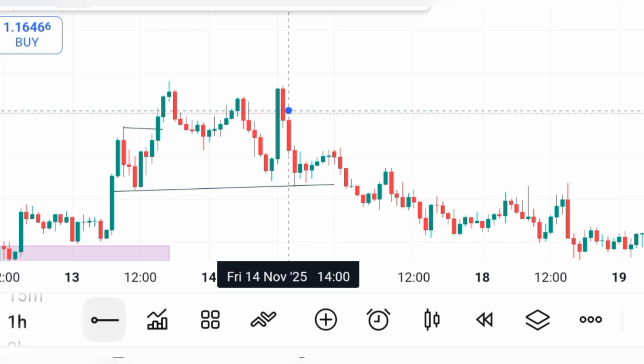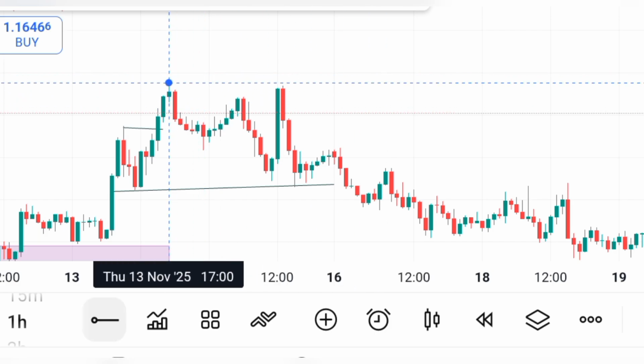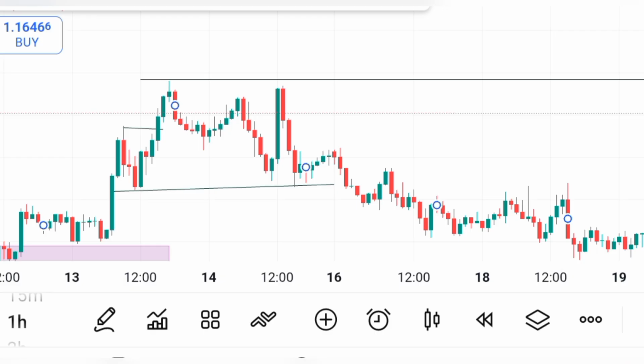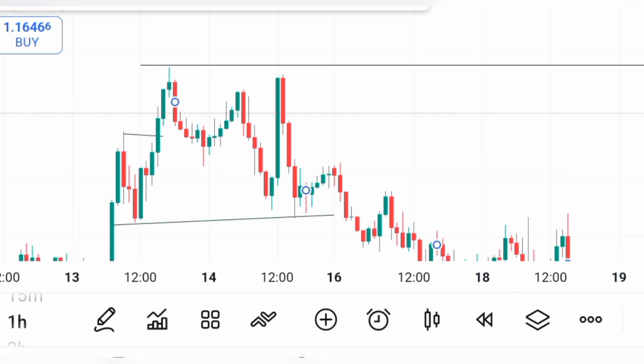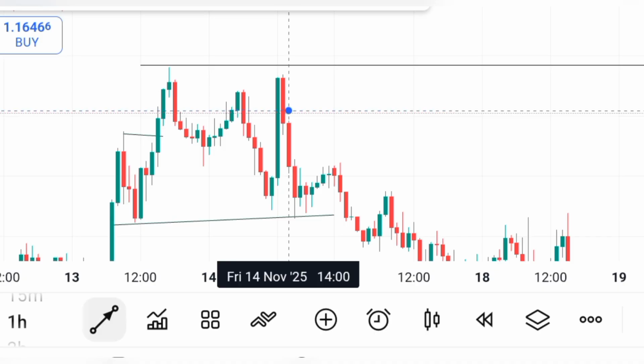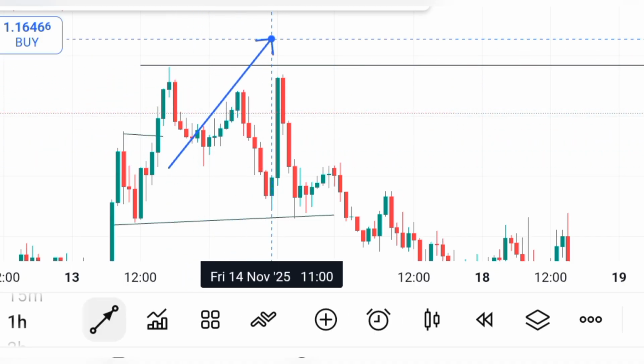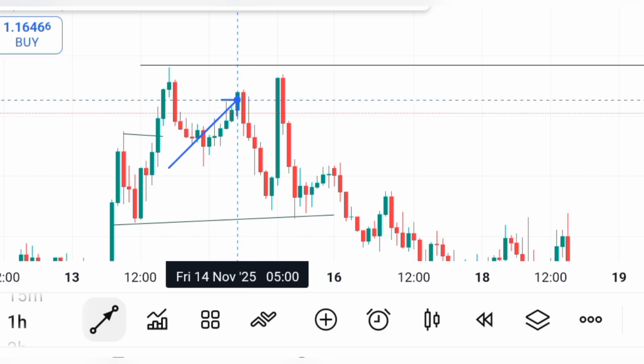Because this one was a high. That one was a high. It was a high that was resting from there. Then the market failed to break that high. It created this higher low rather, right? It created that higher low. Instead of coming and breaking that high, rather it just created a higher low.